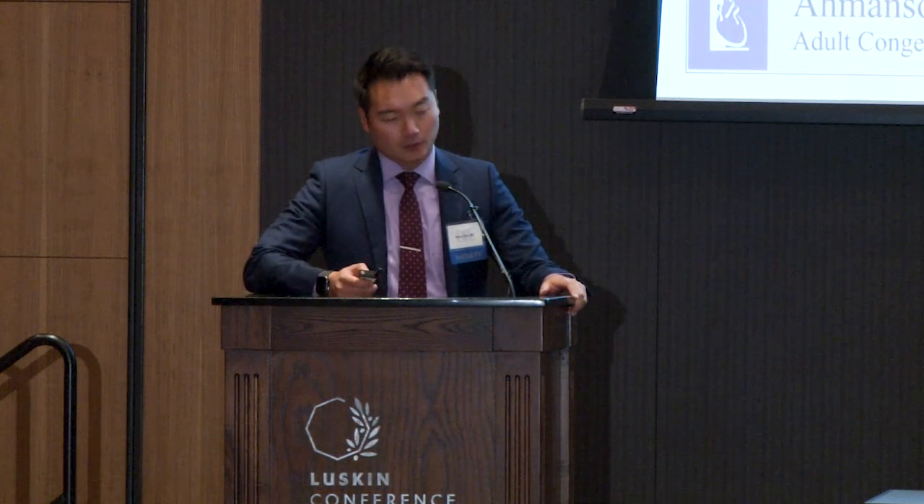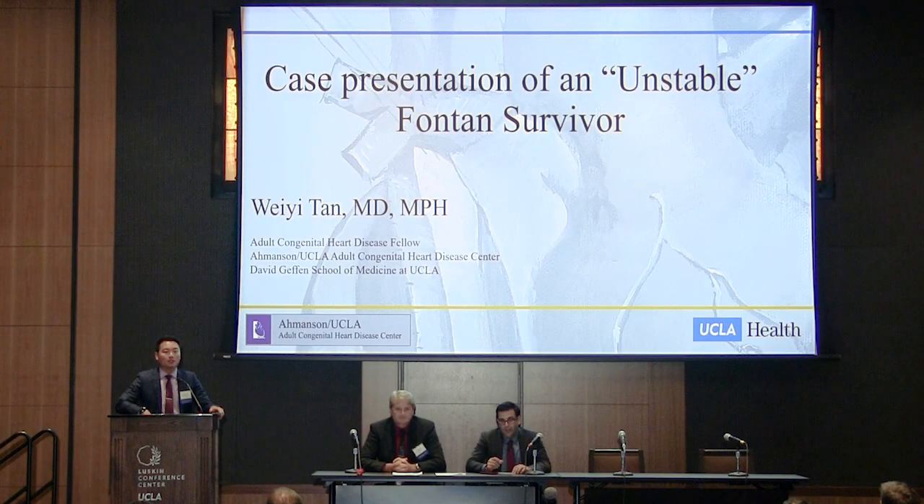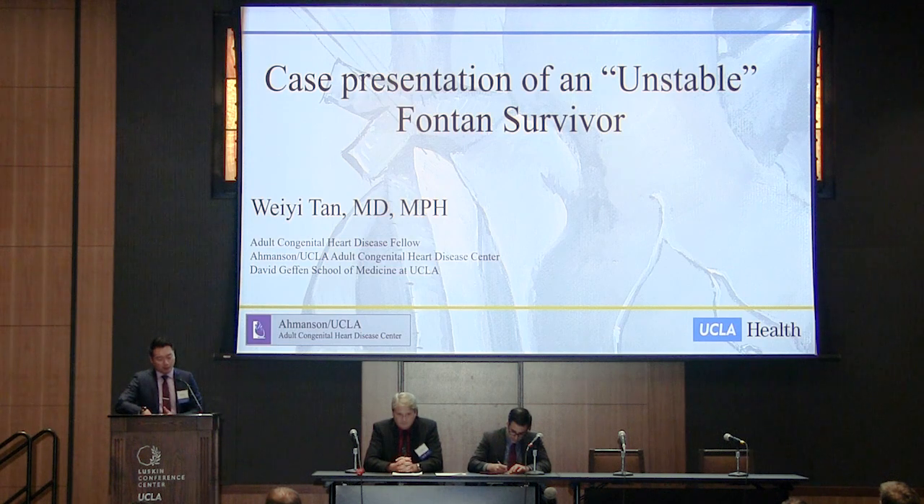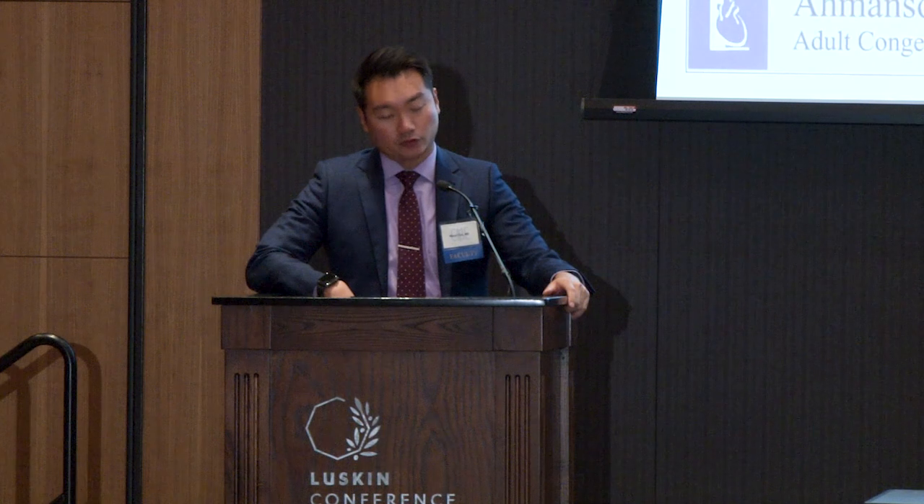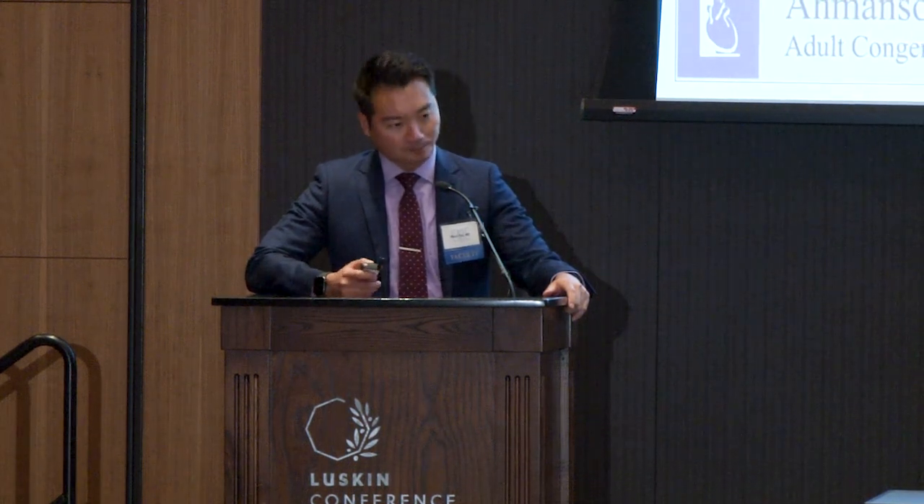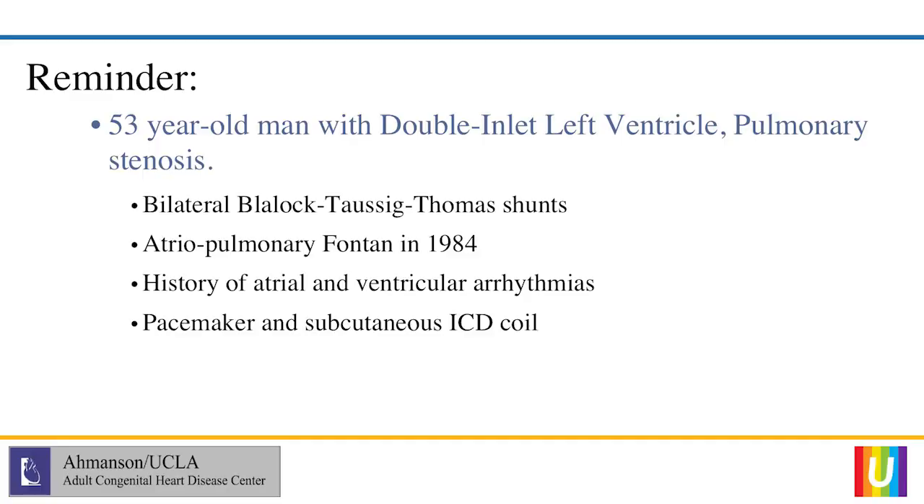Okay, so we're going to give a case presentation about the unstable Fontan survivor. And I'd like to just take you through the case that Adam started earlier. And we'll just go through that and see what we see. So again, as a reminder, this is Tom. He's a 53-year-old gentleman with double inlet left ventricle, pulmonic stenosis, and he's had a history of BTT shunts, and he had an AP Fontan in 1984. He's had a history of multiple arrhythmias and subsequent pacemaker and a subcutaneous ICD coil.